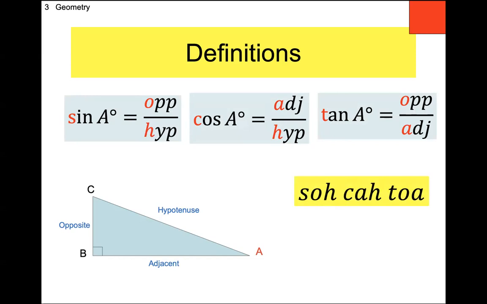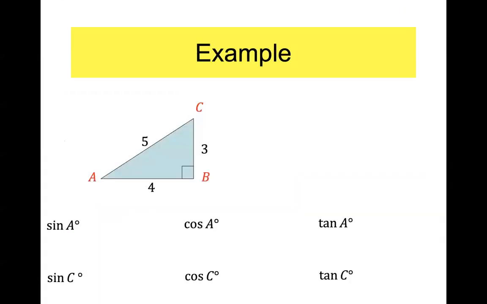So SOH tells you how to write sine, opposite over hypotenuse. CAH, so cosine is the adjacent over the hypotenuse, and TOA would be tangent, the opposite over the adjacent. So if your mom or dad were looking over your shoulder, they probably were whispering to you SOHCAHTOA from the very start. And yes, that's how you remember those 3 basic trig functions right there, SOHCAHTOA.